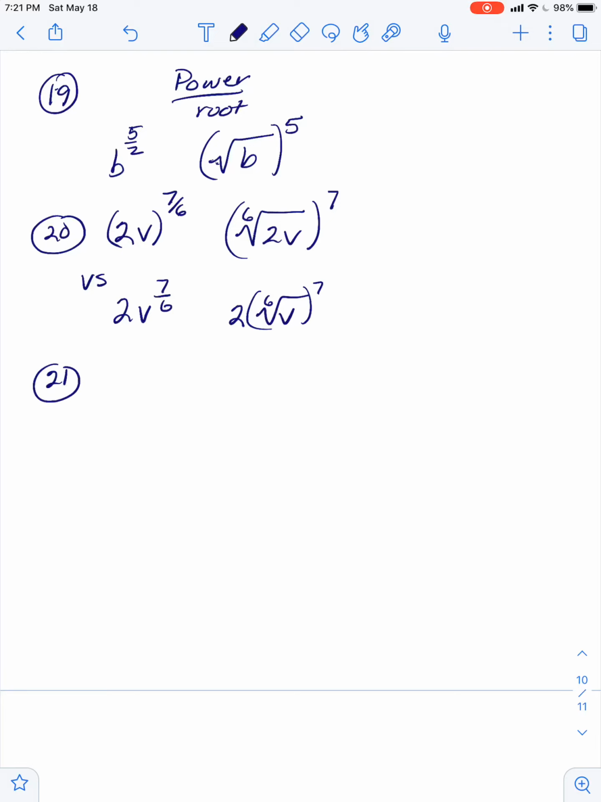21 is the square root of 6a cubed. Now again, when you look at this one, there's parentheses and everything is cubed. So when I rewrite my 6a, since it's all underneath the radical, then I need it all in parentheses. Power is 3, your root is 2.